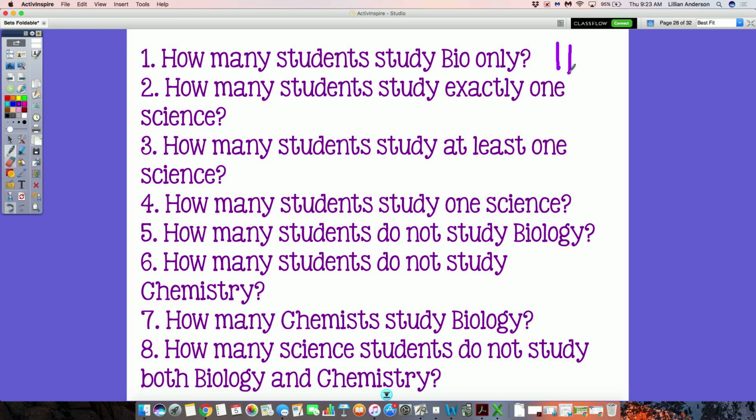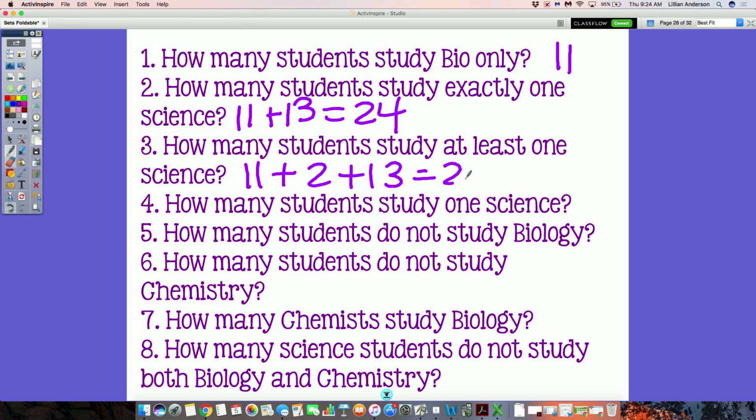The biology and chemistry, not the both. So that was the 11 plus the 13, and yes, that is 24. So exactly 1. Number 3. How many students studied at least 1 science? 26. At least 1, you've got to be careful, because that could be either bio, either chemistry, or both. So that was the 11 plus the 2 plus the 13, and that's how you got 26.